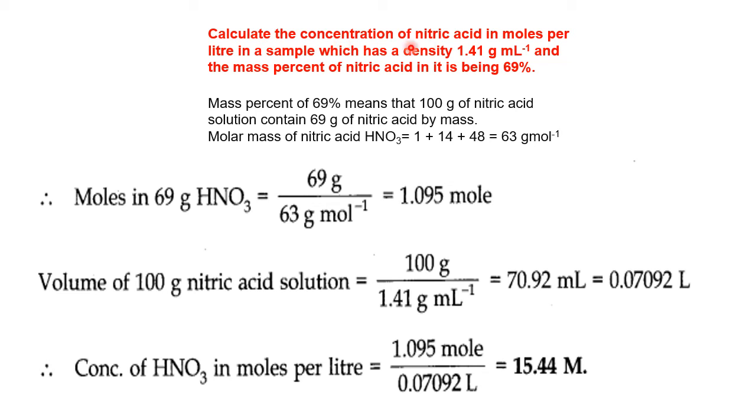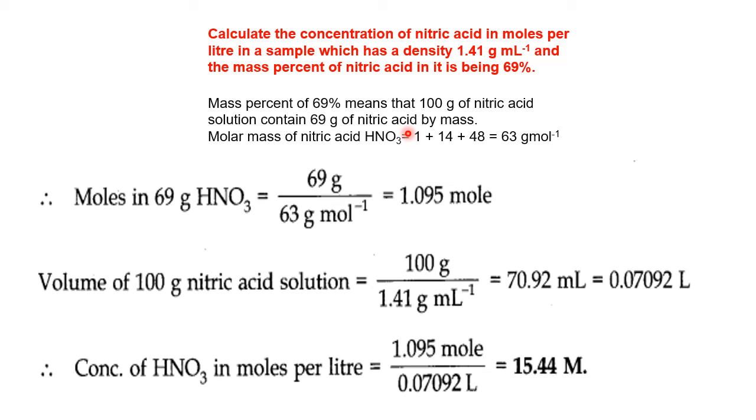Calculate the concentration of nitric acid in moles per liter in a sample which has a density of 1.41 gram per ml, and the mass percent of nitric acid in it is 69%. Mass percent is 69% means what? It means 100 gram of nitric acid solution contains 69 gram of nitric acid by mass. That is the meaning of 69% mass percentage.